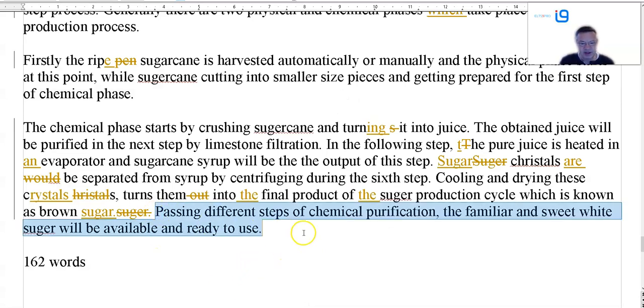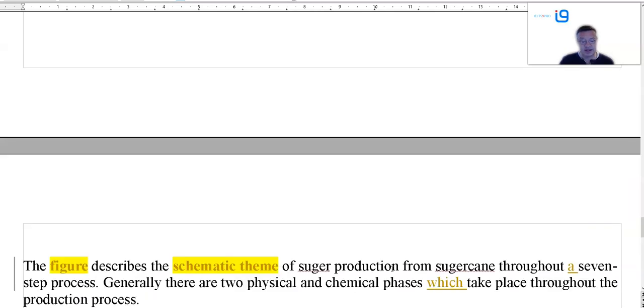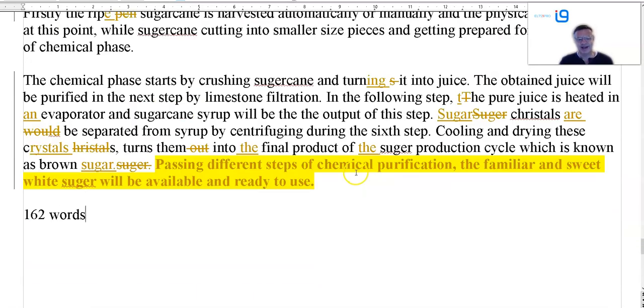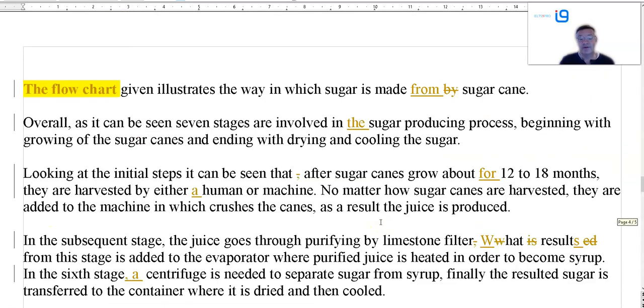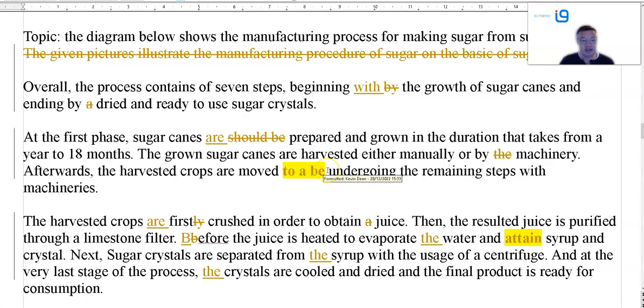Passing different steps of chemical purification. Well, it's not purified by chemicals, is it? So that final sentence shouldn't even be there because it doesn't actually show you that. So you need to be very careful about adding things that are not there. Right? So schematic theme, different stages of chemical purification. Don't add stuff that's not there. Right? So it's not a flowchart. It's a process.